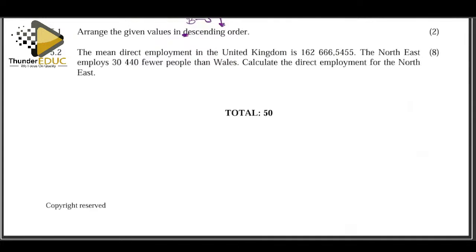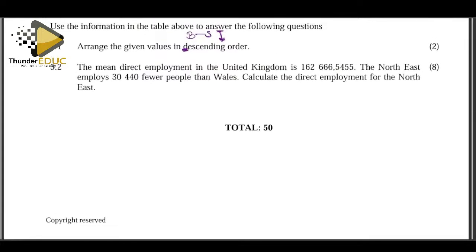We continue and we look at the next question, which tells us the mean direct employment in UK is 162,666,545. The Northeast employs 30,440 fewer people than Wales. Calculate the direct employment for Northeast.